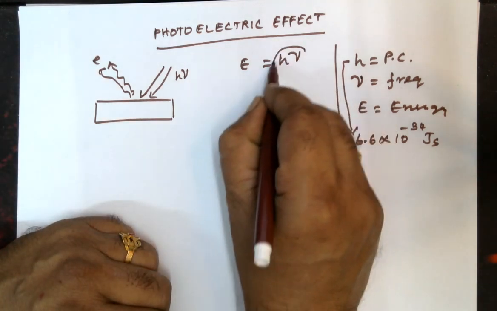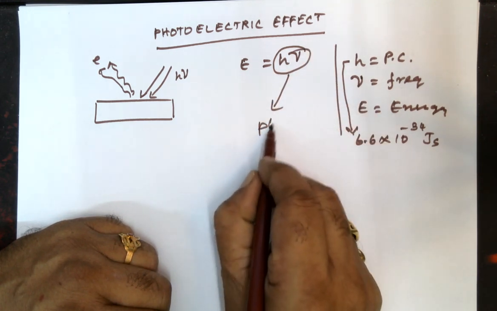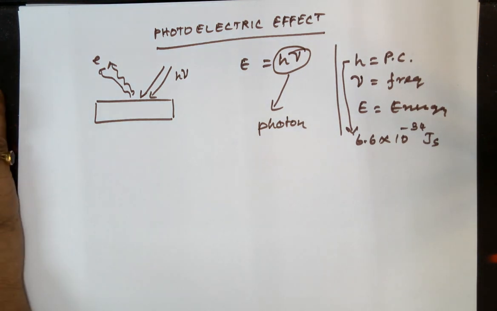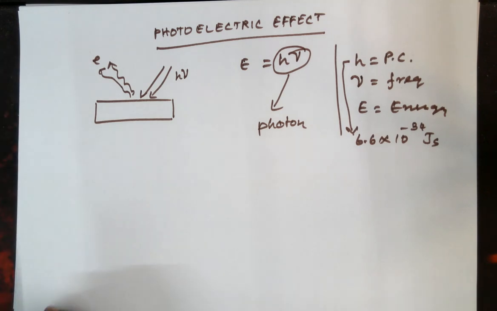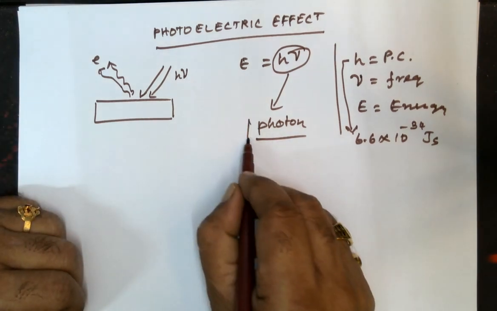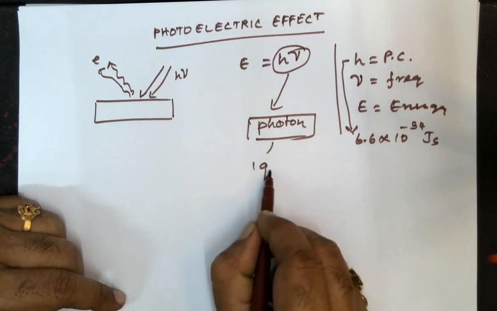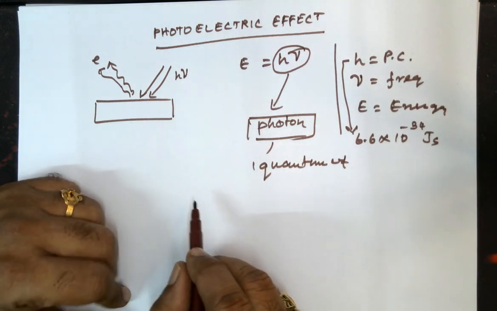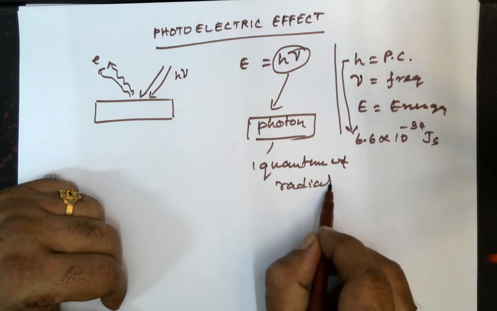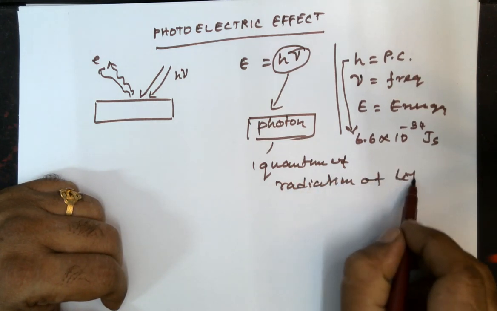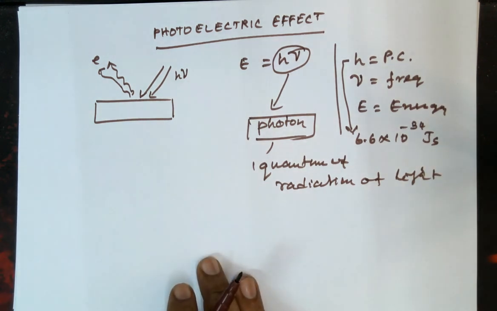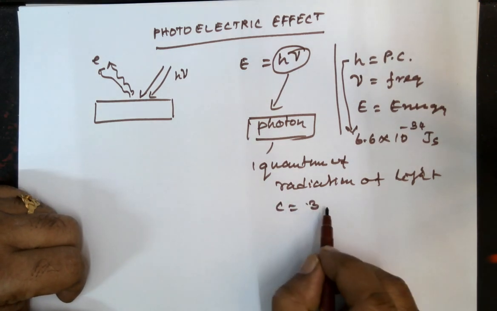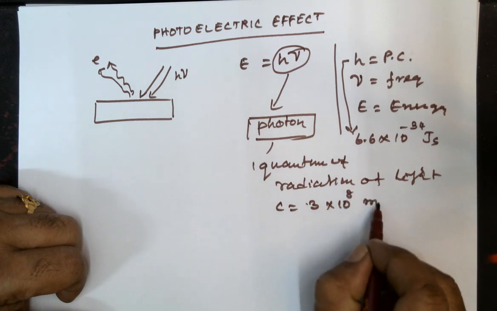In fact, this h nu is represented as photon. It is called one quantum of radiation. What do you mean by photon? It is nothing but one quantum of radiation of light, and that too travels with the speed of light. Speed of light is 3 into 10 power 8 meter per second.